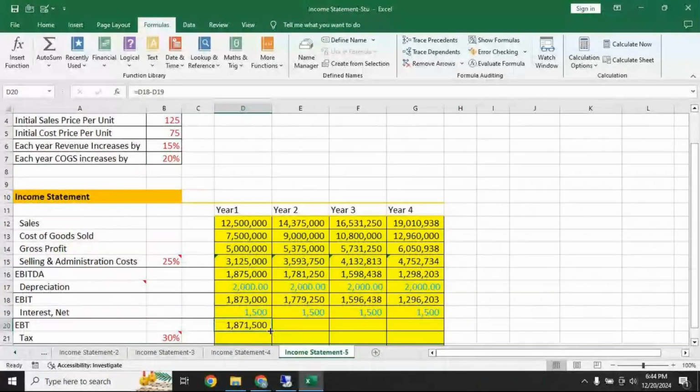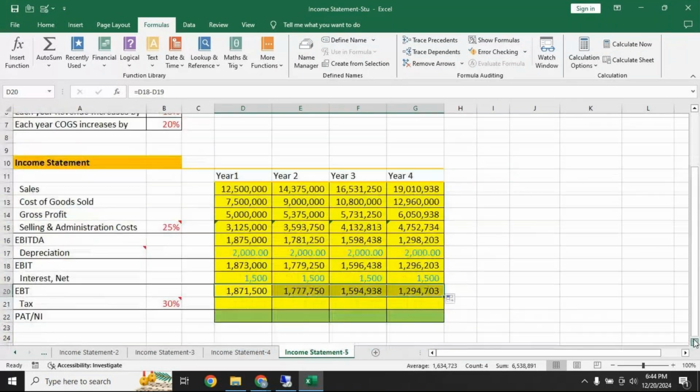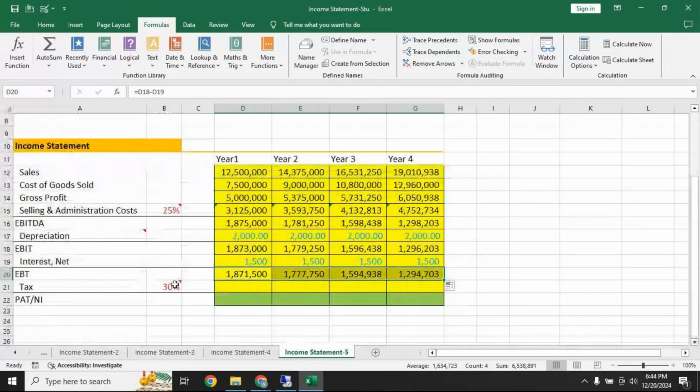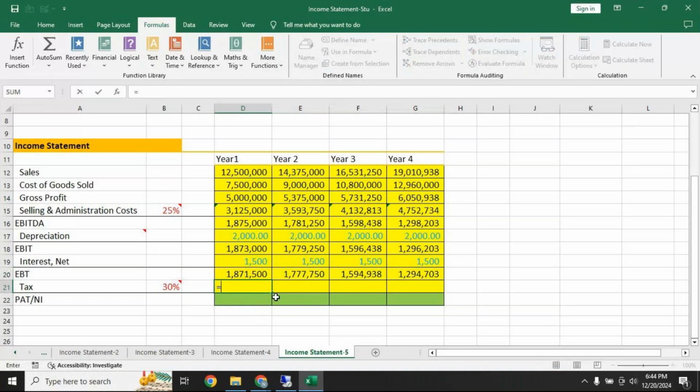Then tax will be 30%. What they are telling is that the tax rate is 30% of the earning before tax for that period. So it will be the earning before tax into 30%. So I'll apply the fill handle, and then profit after tax or net income will be EBT minus the tax.